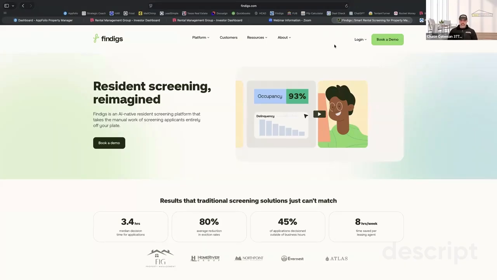So that's the main thing. But with the system, we're checking credits, rental history, all that stuff. So we want to make sure that we get a very good tenant in there. And I'll show you the reason why that's important here in a second on the metrics.